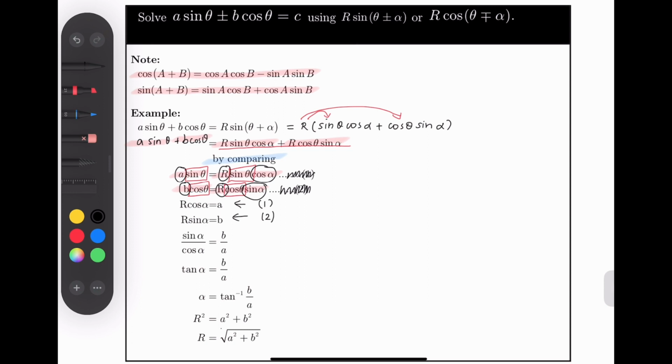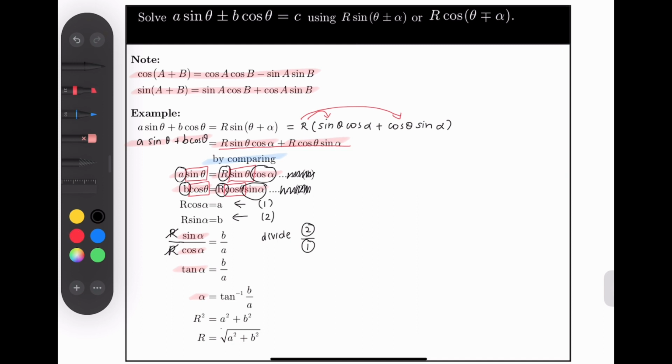Next, we need to figure out the values of R and alpha. In order to find alpha, you need to form tangent. To form tangent, you need to divide 2 by 1. So we have R sin alpha over R cos alpha equals B over A. R will cancel out, and sin alpha over cos alpha is equal to tangent alpha. So alpha is arctangent B over A.